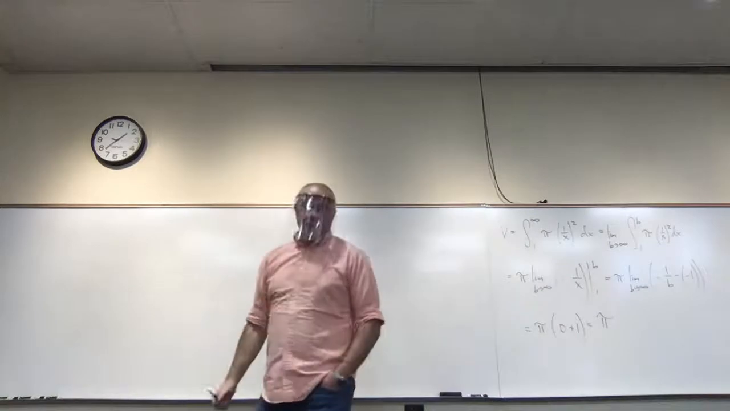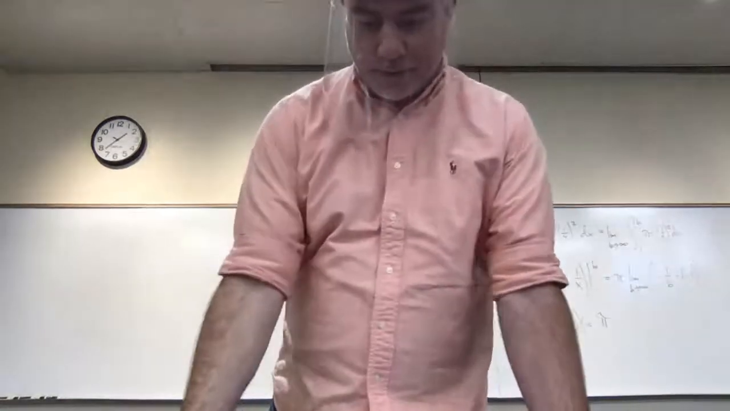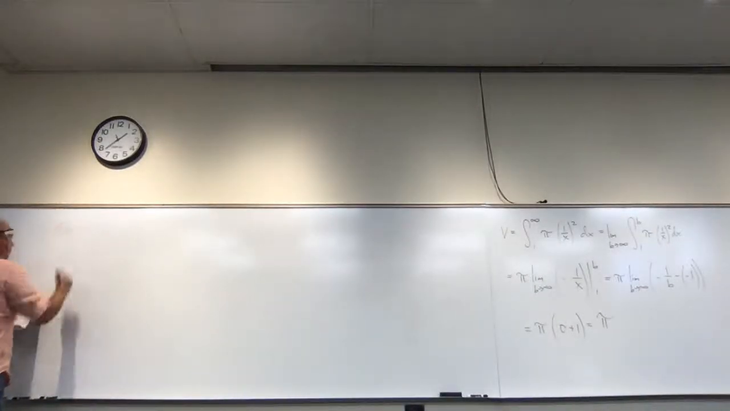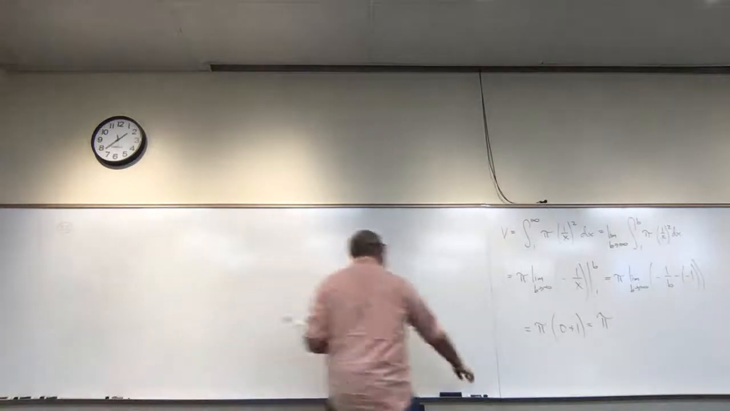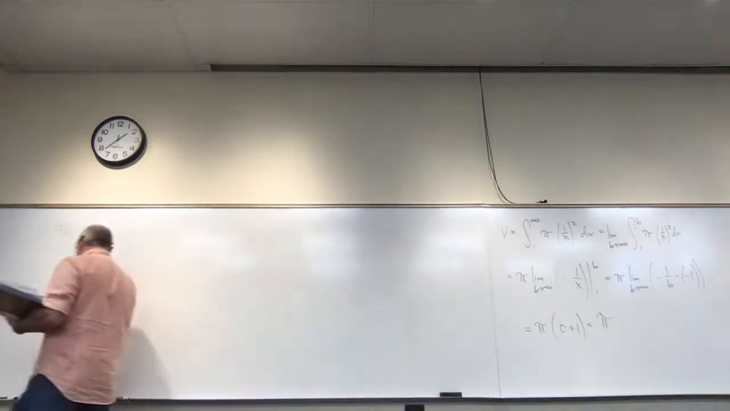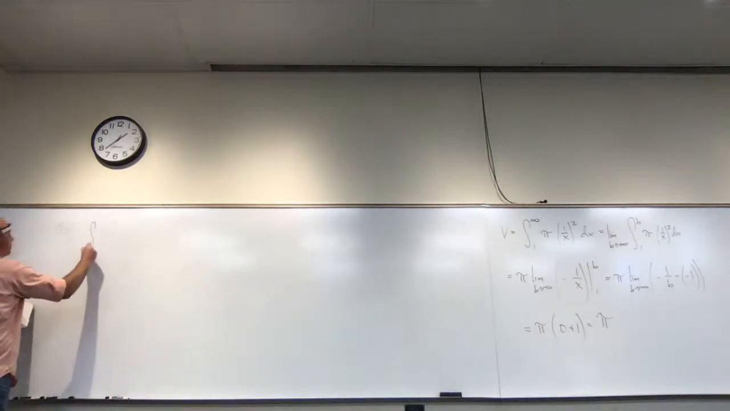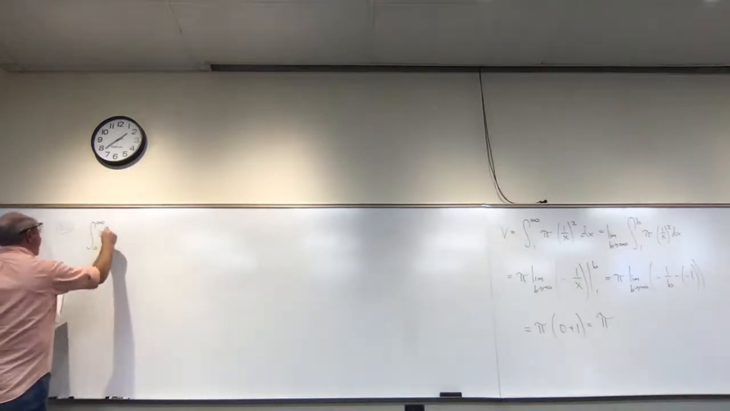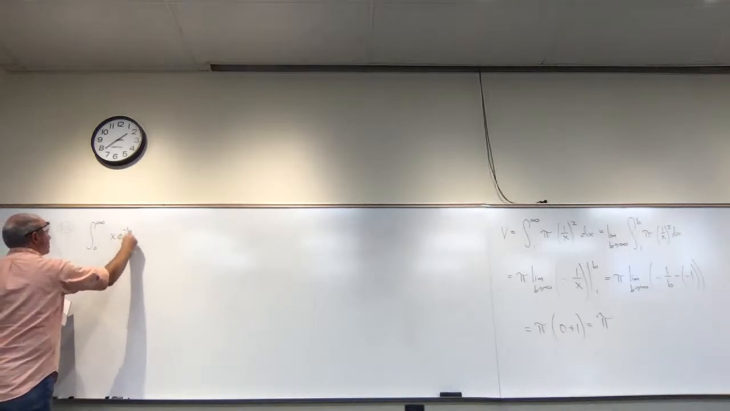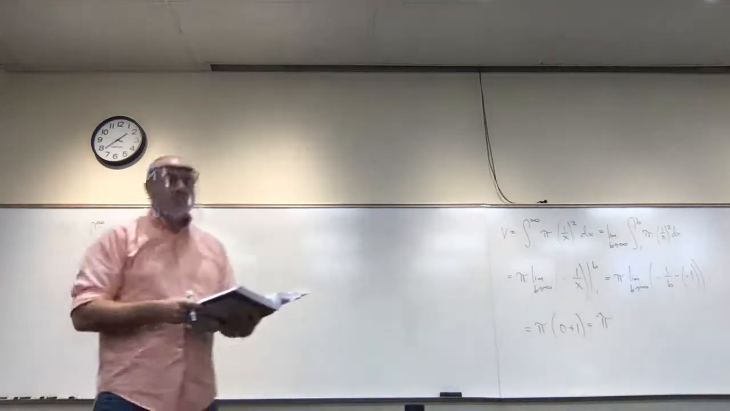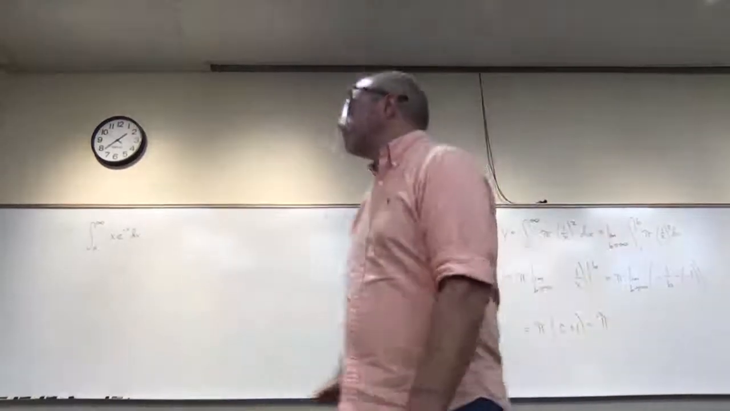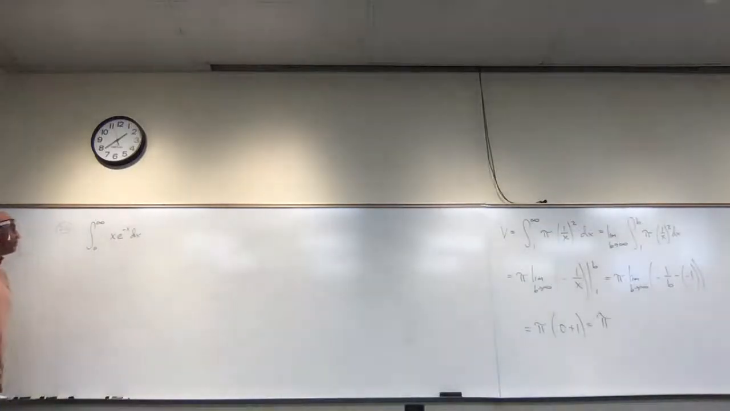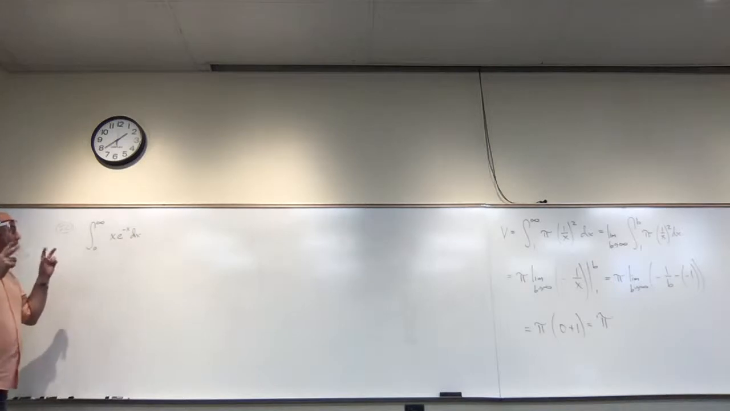Okay, so 52, let's look at that one real quick. So I have the integral from 0 to infinity of x e to the negative x dx. Okay, so question, what's bad here?